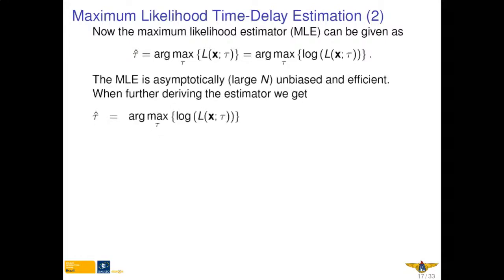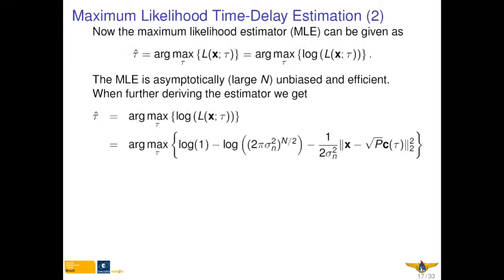So the MLE, the maximum likelihood estimator, is asymptotically unbiased and efficient for large N. When further deriving the estimator, we can now write, taking the normal distribution that I showed you on the previous slide, and we get these three terms.